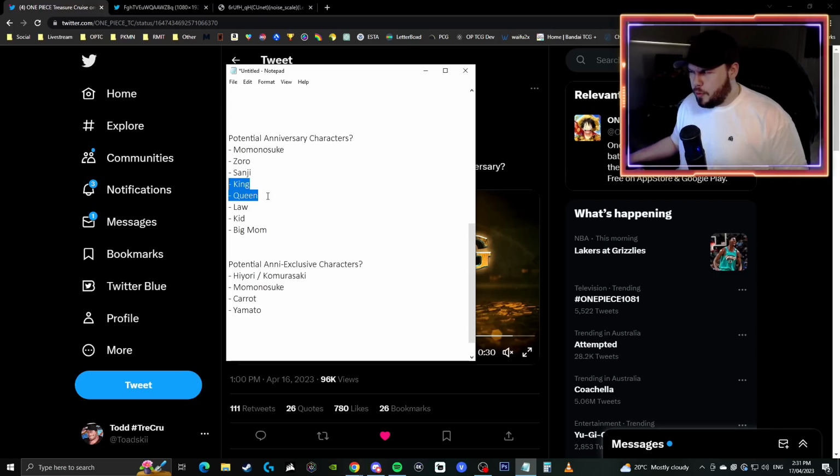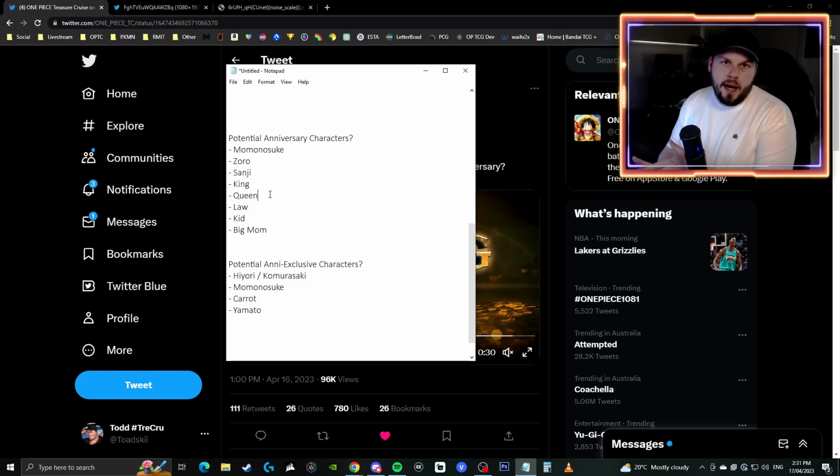I wouldn't mind a King and Queen dual unit, because seeing those two together in one unit would be actually pretty cool. And they actually have a pretty decent amount of supports too. But I wouldn't be a fan of a Zoro and Sanji together. I think best case scenario would be Zoro versus King and then Sanji versus Queen. That would be what I would like to see if those units were selected to be part of the 9th anniversary.